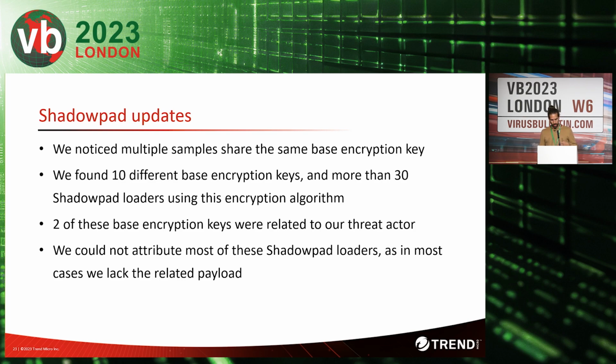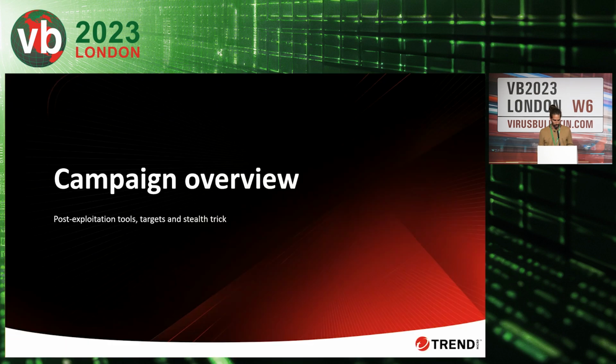And we found in total 10 different base encryption keys and more than 30 Shadowpad loaders using this encryption algorithm. And out of those 10 encryption keys, 2 of them were related to our threat actor. So we could actually retrieve more samples than we had in the beginning just with this technique. So this was kind of helpful, and I hope it can be used in the future for more Shadowpad correlation. Unfortunately, we could not attribute most of these Shadowpad loaders to any threat actor because in most cases, as I mentioned, we didn't have the final payload.